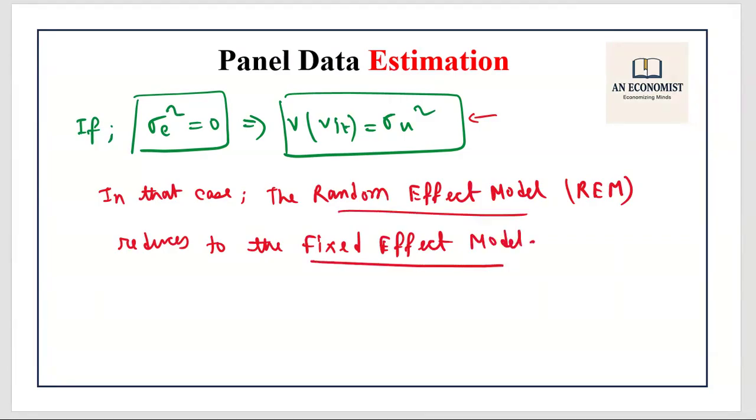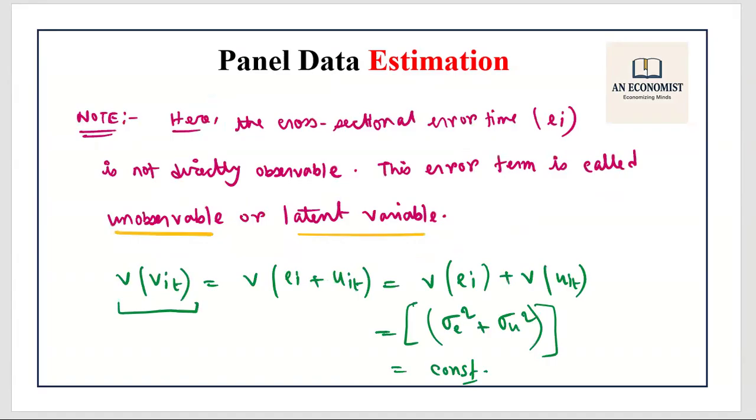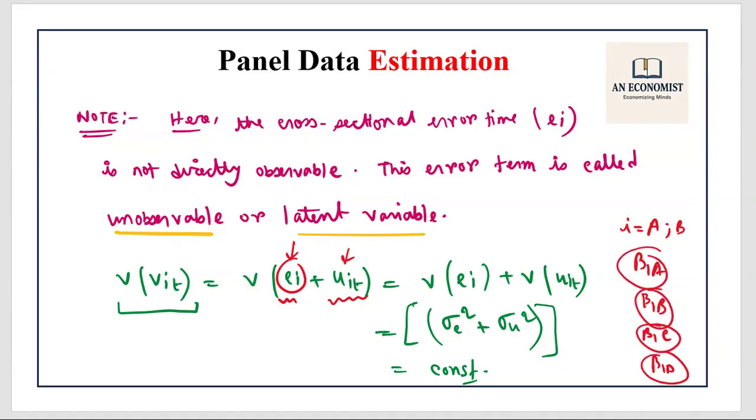See that this EI term is extra here. In the random effect model, this individual specific error term, this cross-sectional error term, is the extra term. In the fixed effect model, we had the idiosyncratic error term, but this EI was not there, because there the intercept term was itself representing the heterogeneity. So beta 1I was the varying term there. It was a constant, but for each individual I, it was different. For firm A, if I is A, the term will be beta 1A in the fixed effect model. If I is B, then it will be beta 1B. Similarly, it will be beta 1C and beta 1D. So this is constant, but it will vary across the firms.